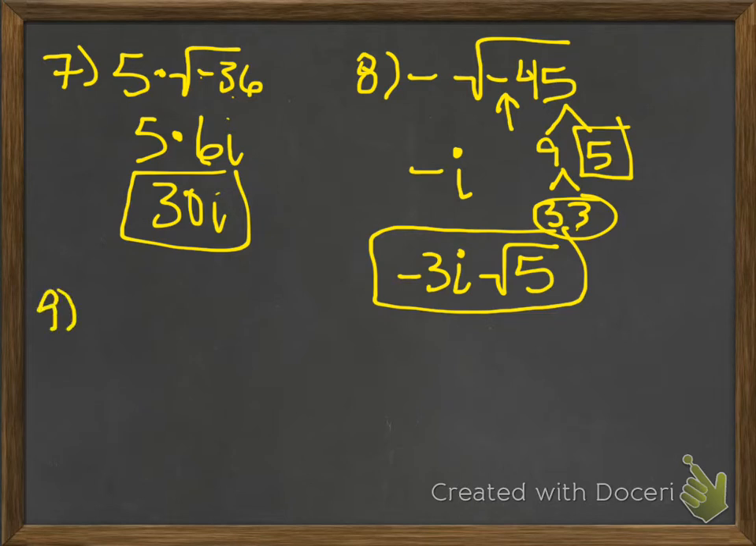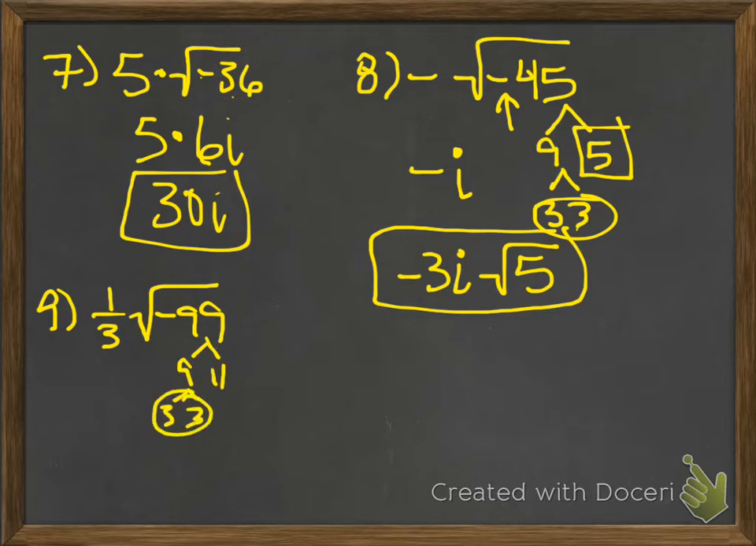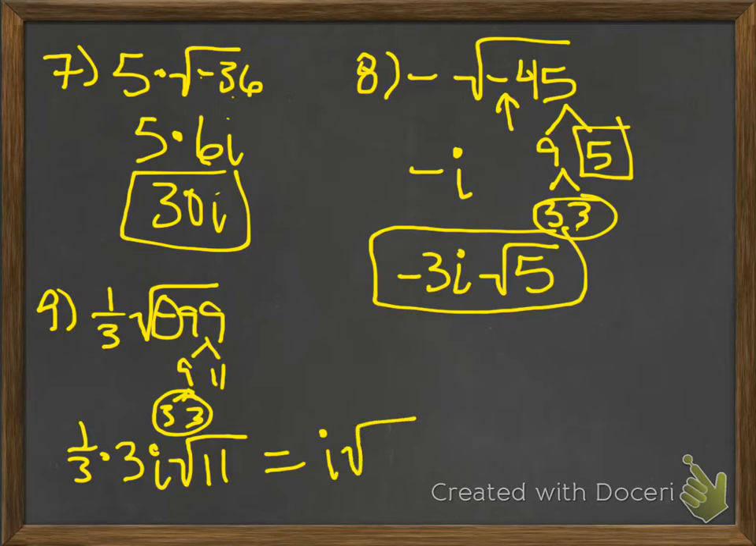Number 9, I've got 1/3 the square root of negative 99. Okay, let's do that 99 first. We'll say 9 and 11. That's 3 and 3. So I have a pair of 3's that go on the outside. So I have 1/3 times 3. Then this negative means i. And then I have an 11 left over. Well, 1/3 times 3 is just 1. So I have 1i, or just i, square root of 11. And there's your answer for number 9. Again, if you have any questions on these, please ask me.